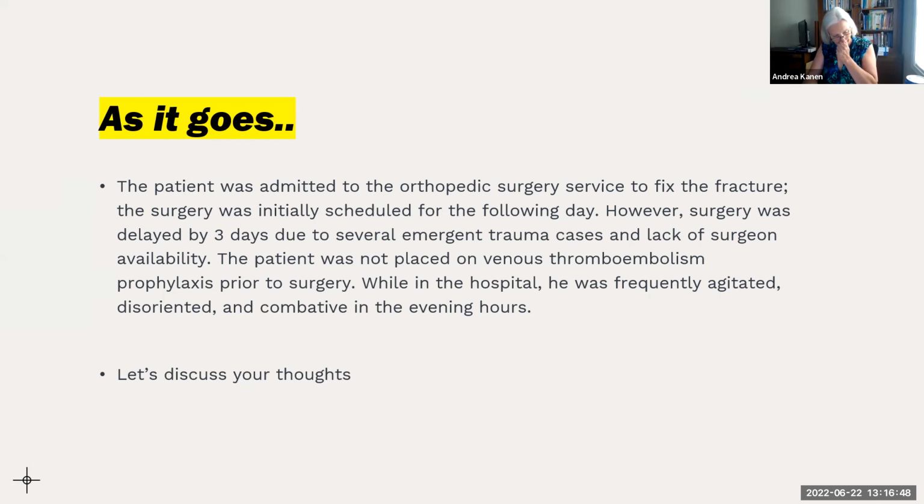All right. So what are we going to do? We said pain was a significant issue because it was going to drive or add to the other issues that he's already got going on. Now we've got 3 days, we have to hold him over. So what are we concerned about? And notice he was not placed on VTE protocol.